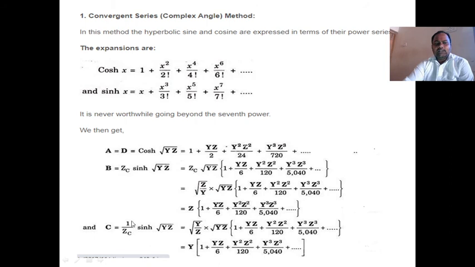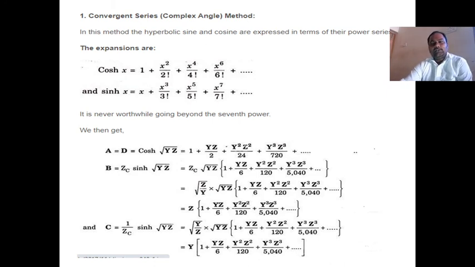The constant C is equal to 1 by Zc sinh root yz. What about 1 by Zc? If Zc is equal to root z by y, then 1 by Zc becomes root y by z. Multiplying with root y by z, we get C equal to y of 1 plus yz by 6 plus y squared z squared by 120 plus y cubed z cubed by 5040 plus and so on. This is the convergent series complex angle method for finding the ABCD constants. By using admittances and impedances with the power series, we find the ABCD constants easily.